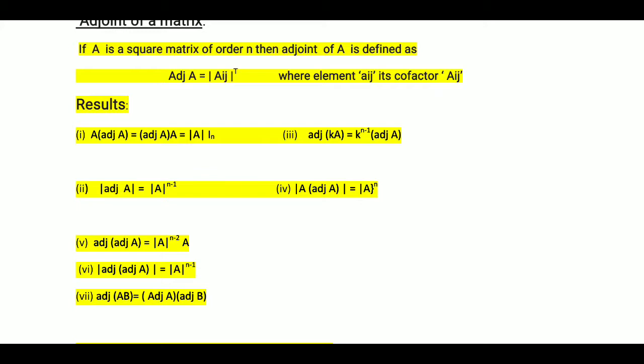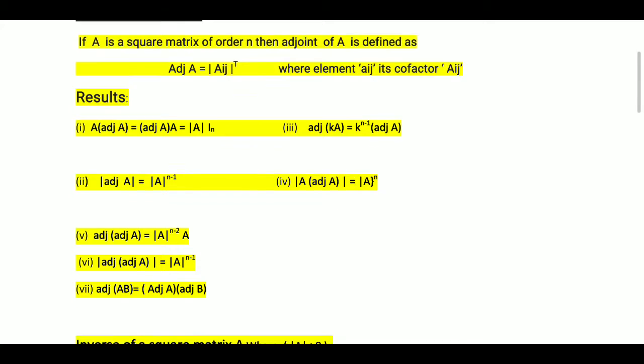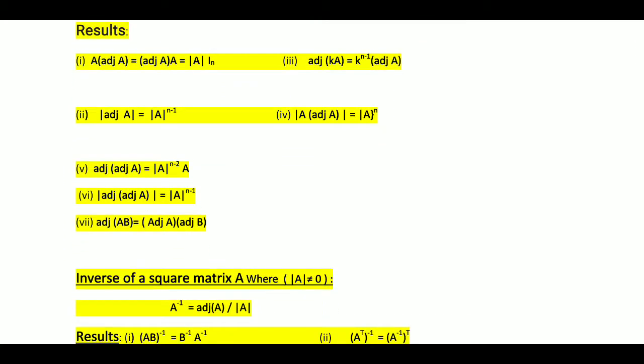Next, determinant A into adjoint A. A into adjoint A will give you determinant A power n. Now next, adjoint of adjoint A. You are taking the adjoint of the adjoint matrix, then it is equal to determinant A power n minus 2 into matrix A.